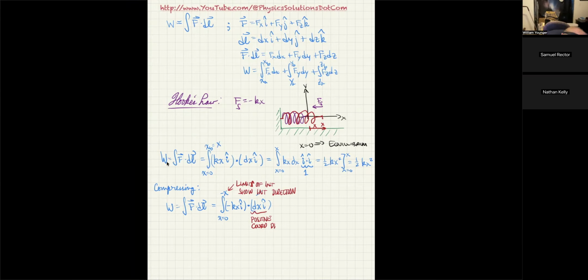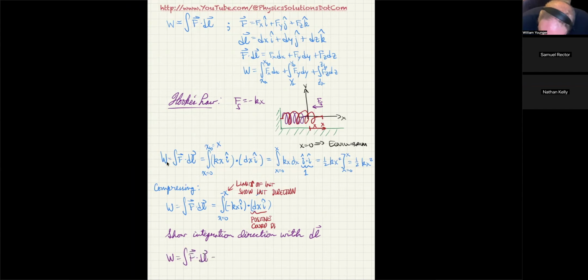Now, if I wanted to do it by showing the integration direction with dl, then in this case, I would do W equals the integral of f dot dl like that. This is going to be, again, I'm pushing in the negative x direction, so that's going to be negative kx I hat. And then my dx is going to be negative dx I hat.